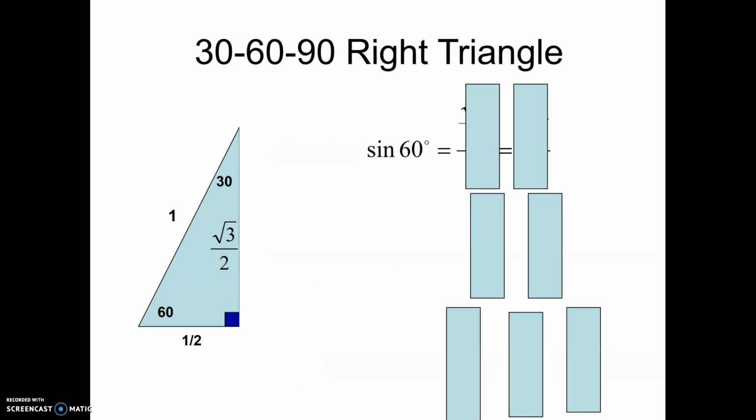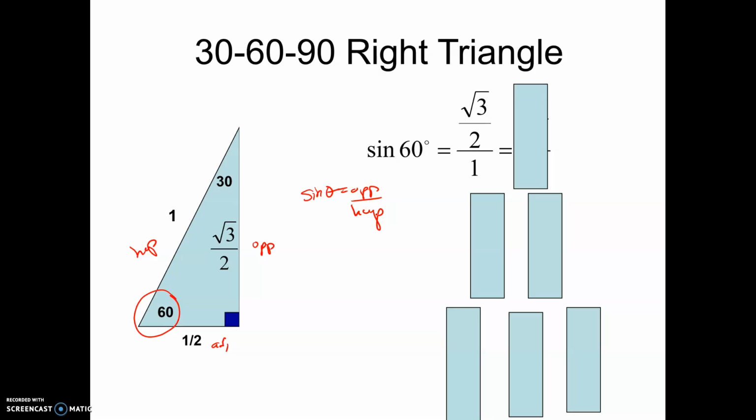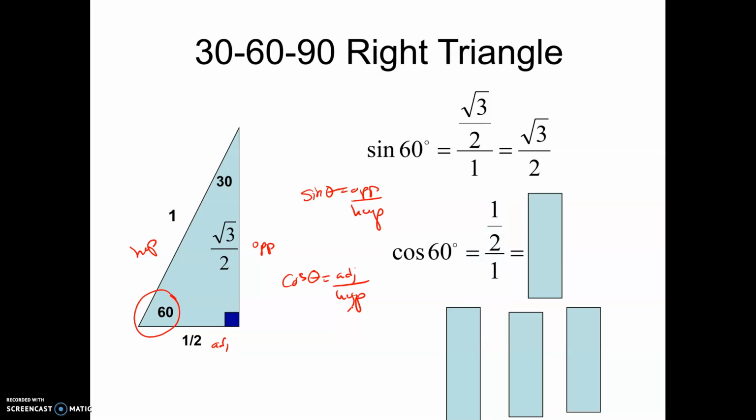Now let's do the 60-degree angle. So for sine of 60, we have this side is opposite, this side is adjacent, and this side is hypotenuse. Sine of theta is equal to opposite over hypotenuse. So I put in the opposite side, radical 3 over 2, over the hypotenuse, which is 1, which gives me radical 3 over 2. Cosine theta is the ratio of the adjacent side over the hypotenuse. So I put the adjacent side, which is 1/2, over the hypotenuse, which is 1, and that gives me 1/2.